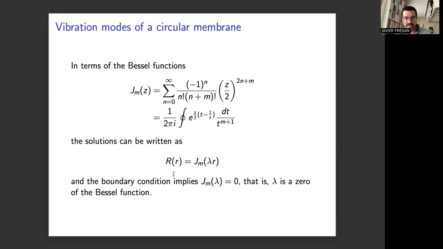And then the conclusion of the story is that the radial part is this Bessel function evaluated at lambda times r. Lambda was the frequency that we got at the beginning. But then you plug in the boundary condition. So this is r equals to 1. And then this tells you that J_m of lambda has to be 0. Okay, so you find that the frequency is a zero of the Bessel function.